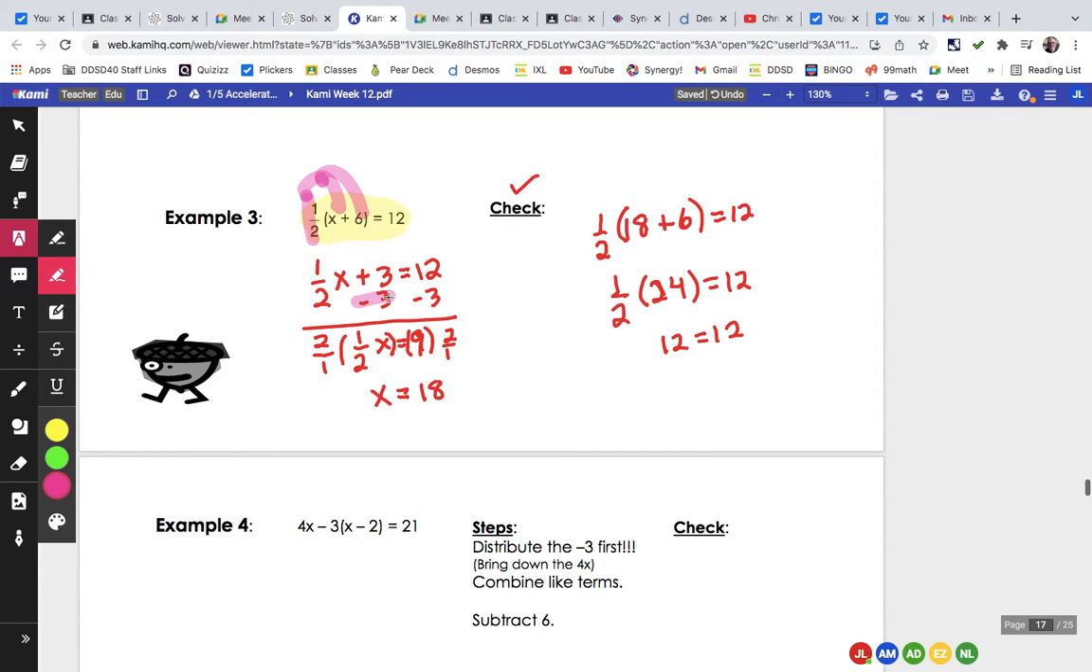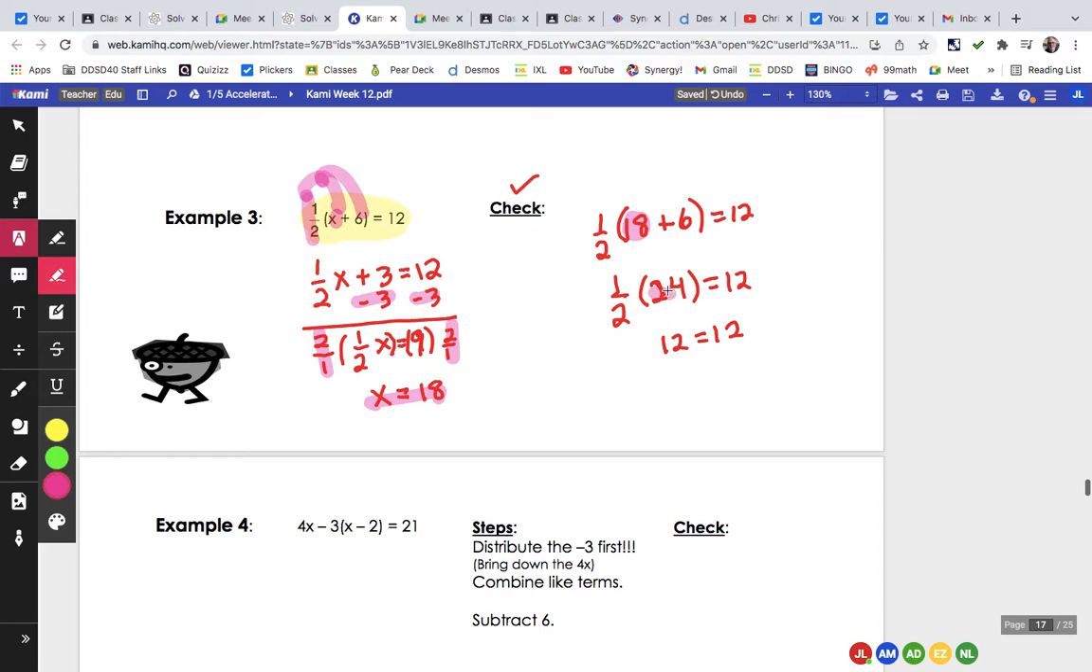So then we create a 0 by subtracting 3 from both sides. And then we multiply by the reciprocal of 1/2. The reciprocal of 1/2 is 2 over 1. So we multiply both sides by 2. 12 minus 3 was 9. And we multiply 9 by 2. We get 18. And then to check, we write the 18 right where the x was, and we replace it. So we check to make sure this is right.